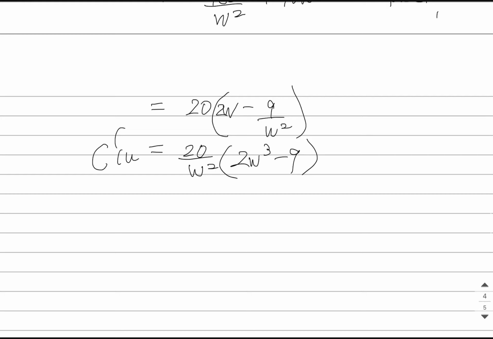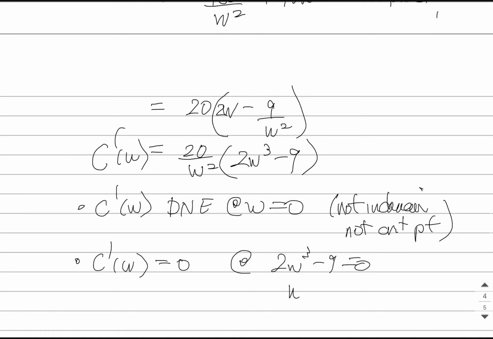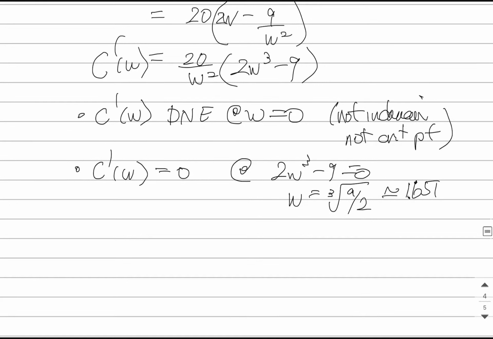If that's the derivative, you could see that c prime of w does not exist when w is equal to 0, but this is technically not in the domain, so it's not a critical point. And then you can see that c prime equals 0 when 2w cubed minus 9 is 0, or w is the cube root of 9 over 2. And if you take your calculator and you crunch out w, the cube root of 9 over 2, it's somewhere in the ballpark of about 1.651. But that's not useful for us right now. That's a little bit later.